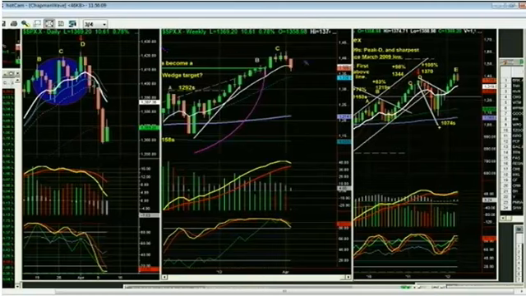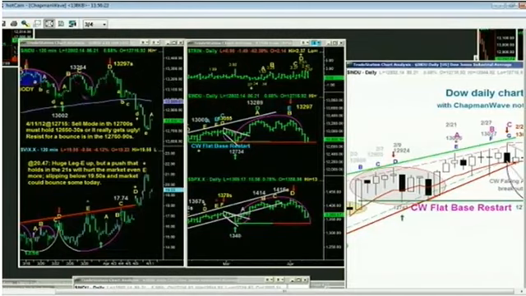In the S&P, there's a pullback. Let me just go to the one that I showed in the beginning. If you're looking at what my subscribers get every day, this is the 120-minute chart on the left. This is the VIX index on the bottom on the left. This is the TRIN index on the right there.